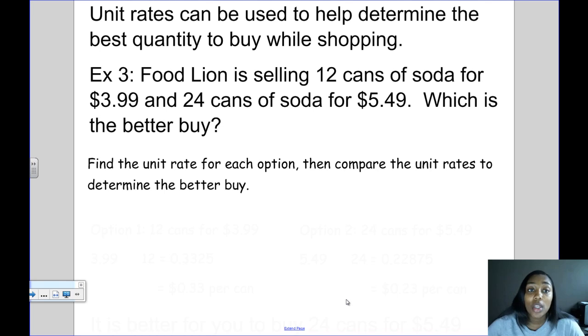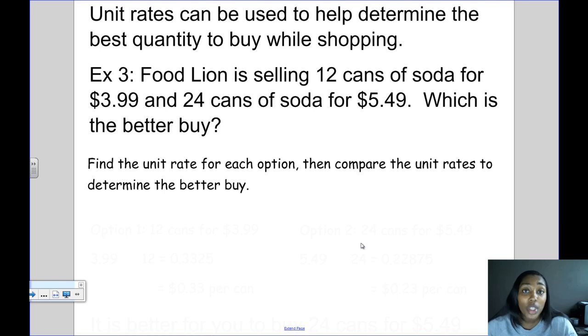Now, unit rates can also be used to help determine the best quantity to buy while shopping. I know when you guys have gone to the grocery store, you'll notice that they'll offer you different sizes in the same product. So you may see a small box of cereal and then you may see a bigger box of the same cereal, and they'll have different prices. So then the question becomes, well, which box should I buy? Should I buy the smaller box at this price, or should I buy the bigger box? Well, that all comes back to the unit rate.